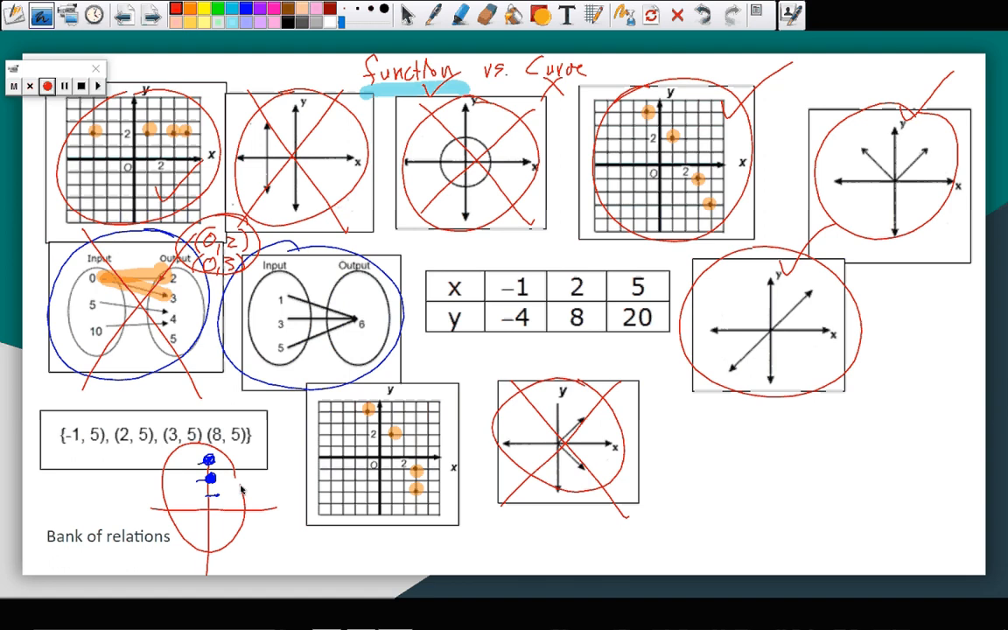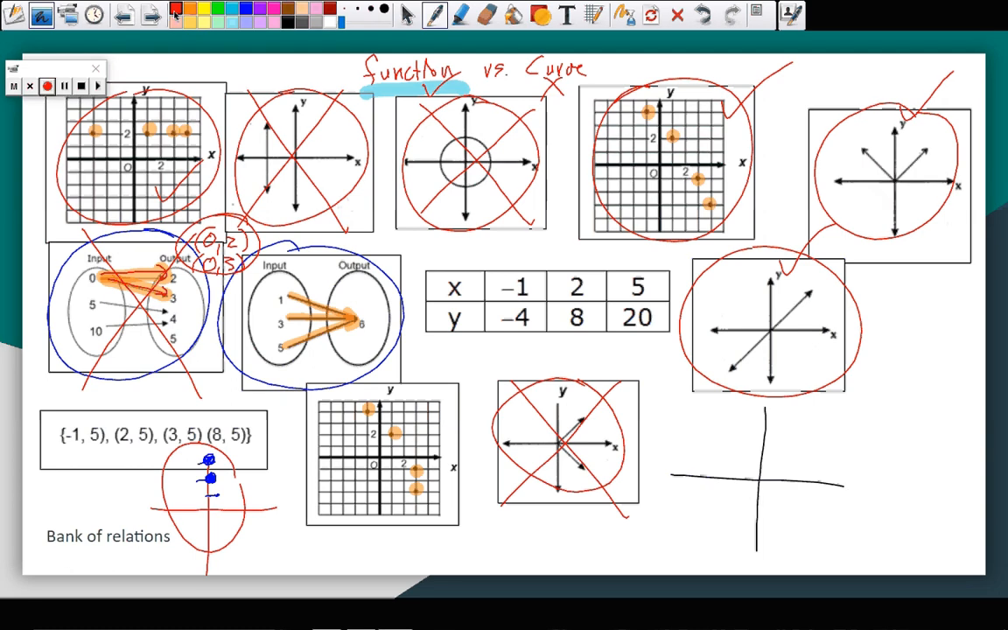Okay. A misconception right here is that 1, 3, and 5 all map to the same number. Is it a function? Yes, that's allowed. One x value mapping to 2 different y values is not allowed, but multiple x's going to one y is allowed, because if I were to graph this, I'm graphing one, six. So let me do that over here.